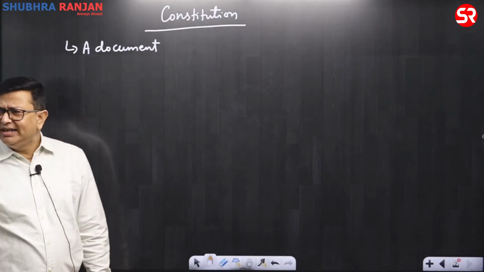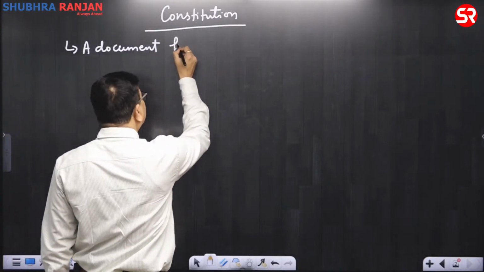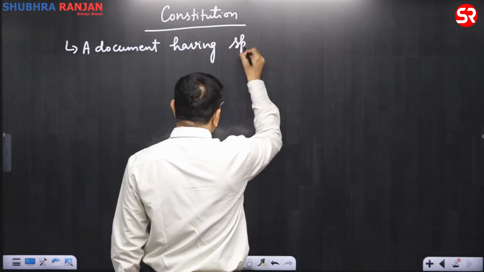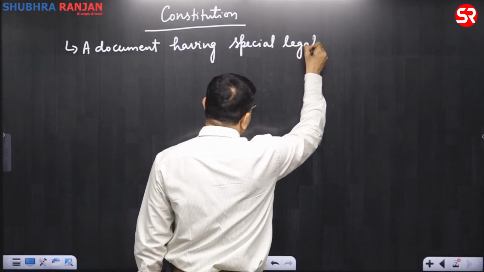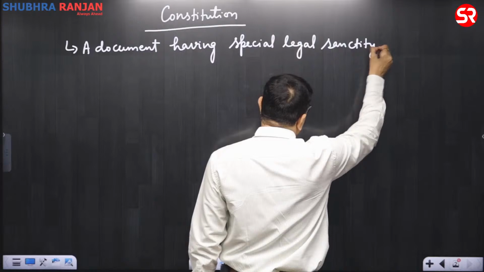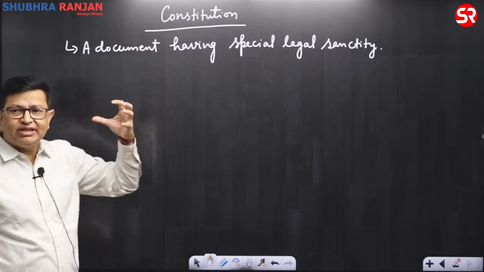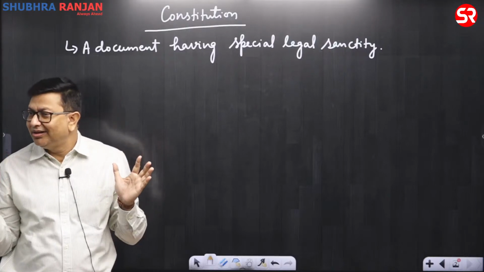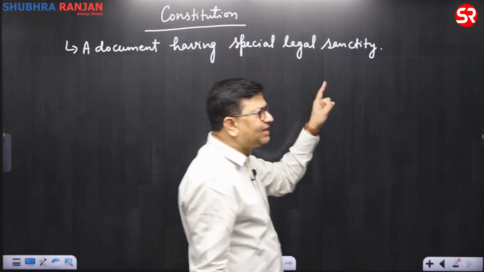What type of document? It is a legal document. So, it is a document having special legal sanctity. So, this is the first idea that comes to our mind when we hear this word constitution. It is a document which has got a special legal sanctity.